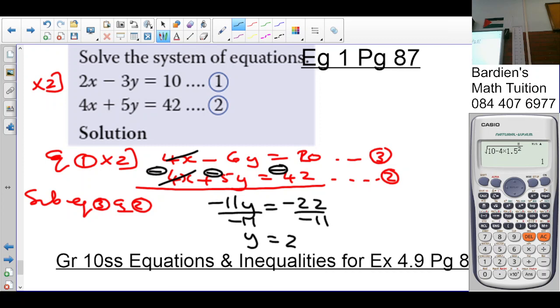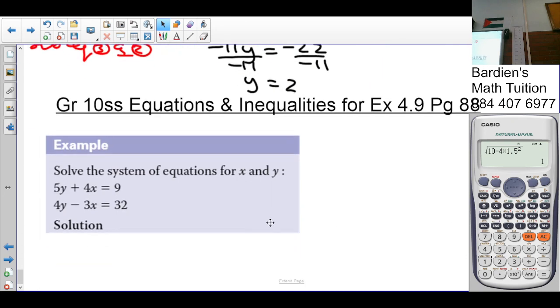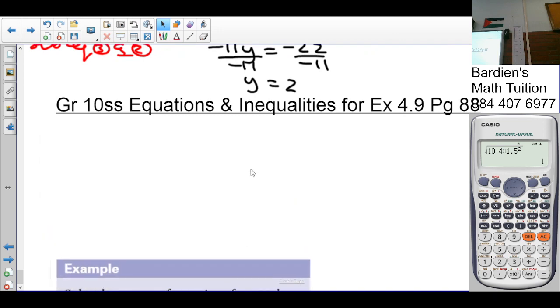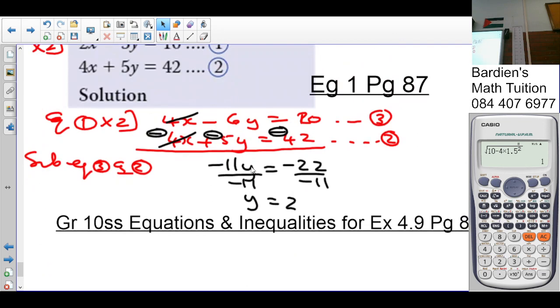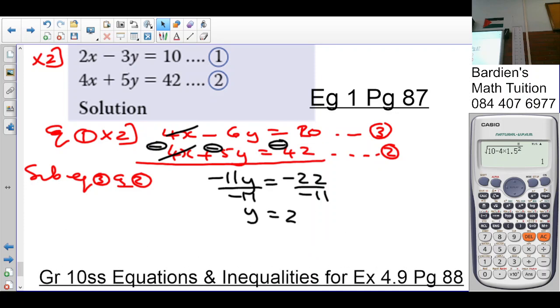So what do I do now? No, don't subtract it. Substitute it. I can go into any of the previous sums. Okay, relax people. You can go into any of the previous sums, not equations. So which one do you want me to substitute it in? Substitute y is equal to 2 into equation 3.